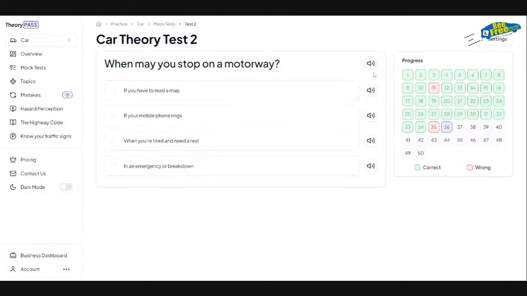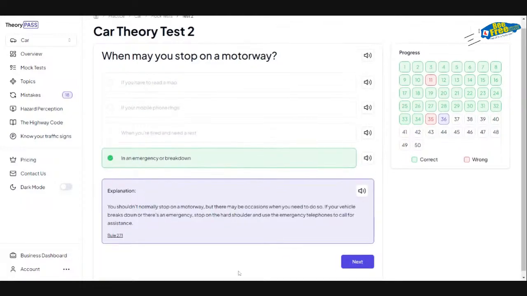Let's have a look. Next question. When may you stop on a motorway? If you have to read a map. If your mobile phone rings. When you're tired and need a rest. In an emergency or breakdown. When may you stop on a motorway? In an emergency or breakdown? Yeah. If you need a rest, then you probably shouldn't be driving. You need to go to the nearest service station and pull over. Yeah. There we go.